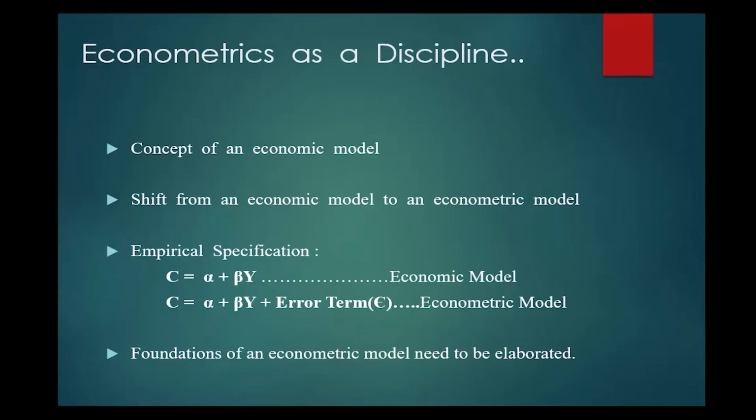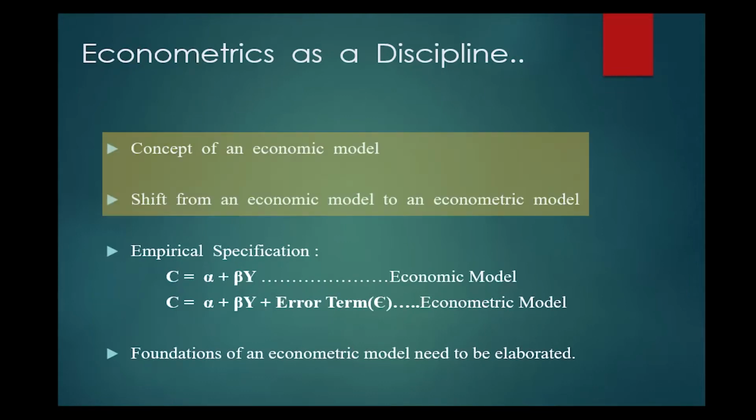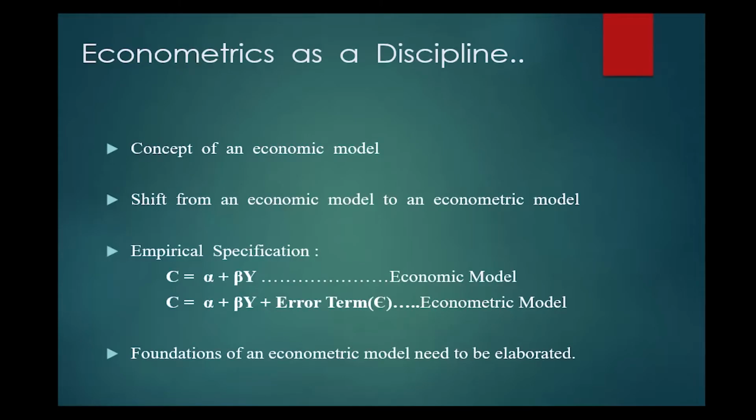Now we go for econometrics as a discipline. What do we mean by a discipline? As a discipline, we mean the concept of an economic model. So this goes back to the difference between economic model and econometric model. In an economic model, we take up two variables, dependent and independent, which are solely affecting each other. But when we go to an econometric model, it is the relevance of an extra term called the error term or the random term. And thereby, we shift from an economic model to an econometric model.